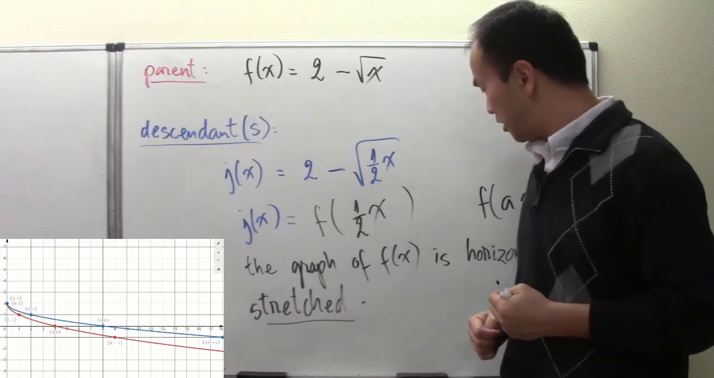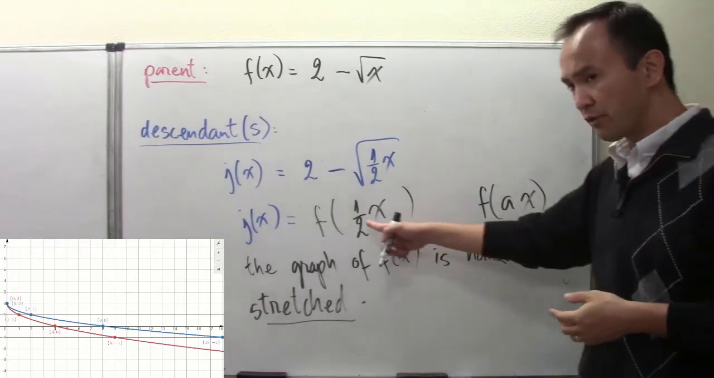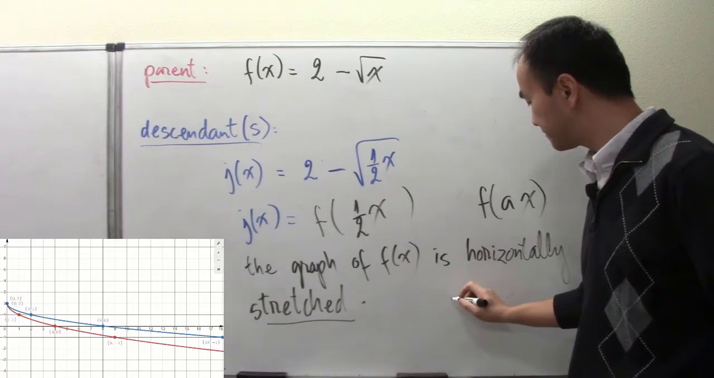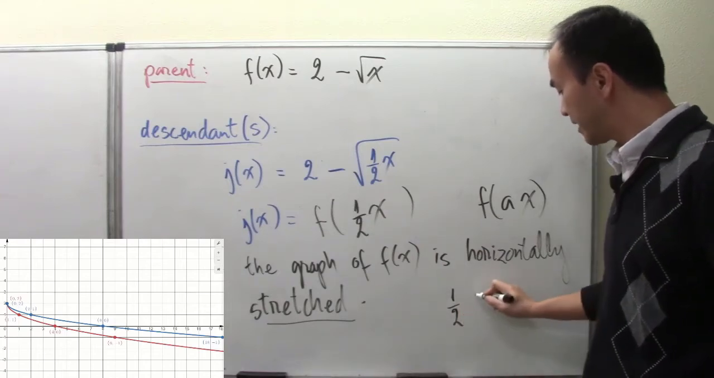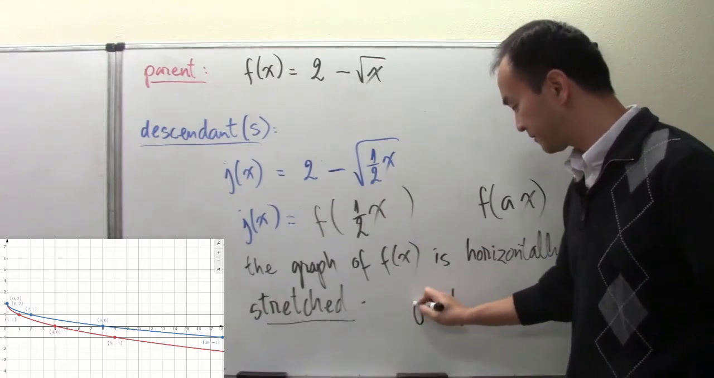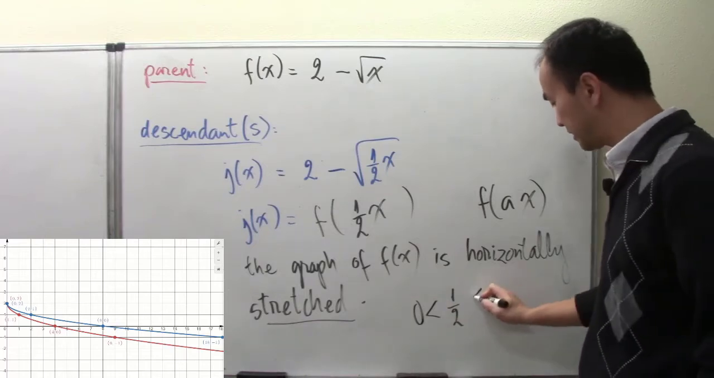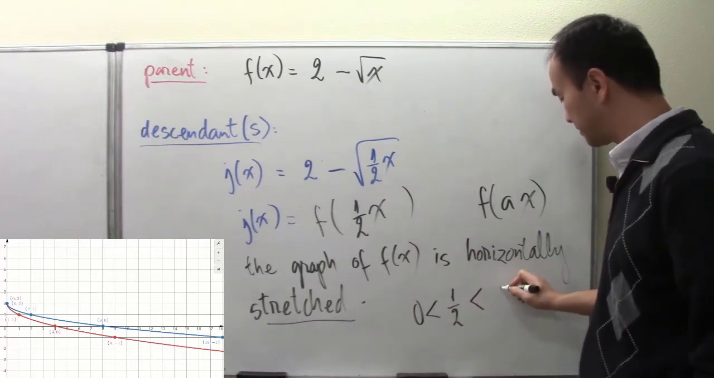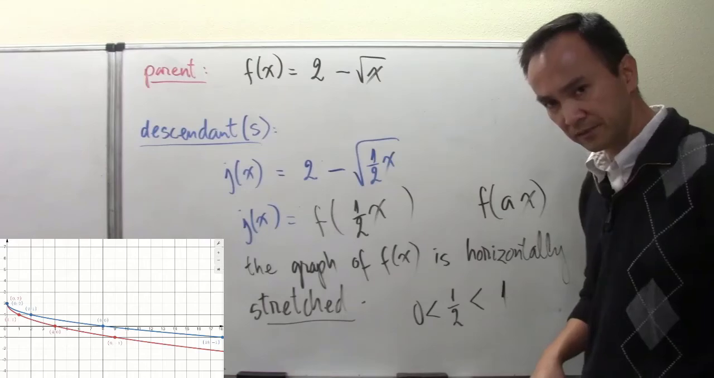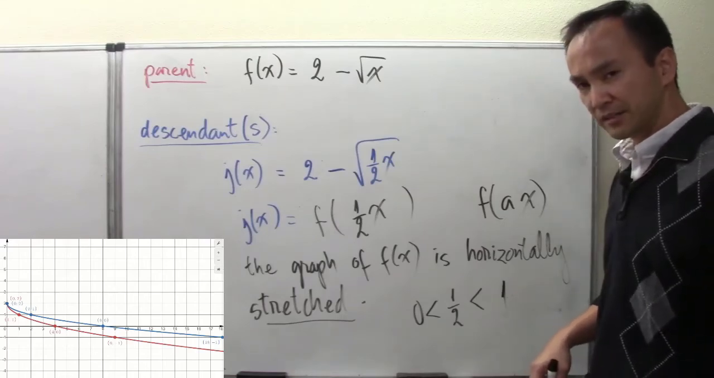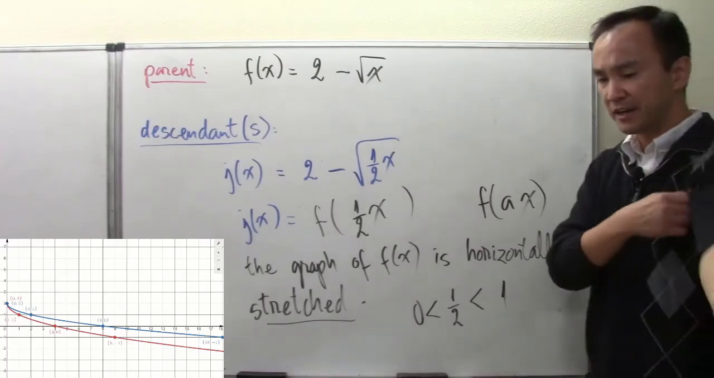Okay, and so another thing to notice, this 1/2 right here is, yes, positive, but it's less than 1. It's a value less than 1. All right, and then we're gonna keep digging in further.